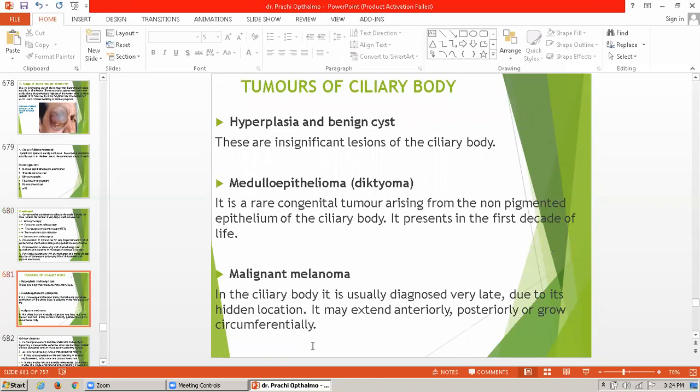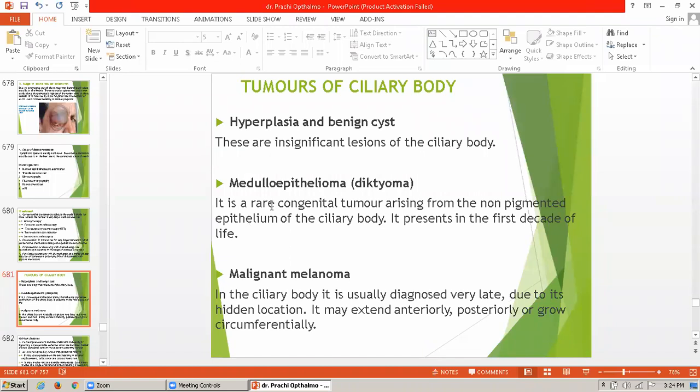Then second is classification of the tumors of the uveal tract, that is, tumors of the ciliary body. So tumors of the ciliary body include hyperplasia and benign cyst. These are insignificant lesions of the ciliary body. So hyperplasia and benign cyst are insignificant, there is not much significance. Then medulloepithelioma, that is diktyoma.